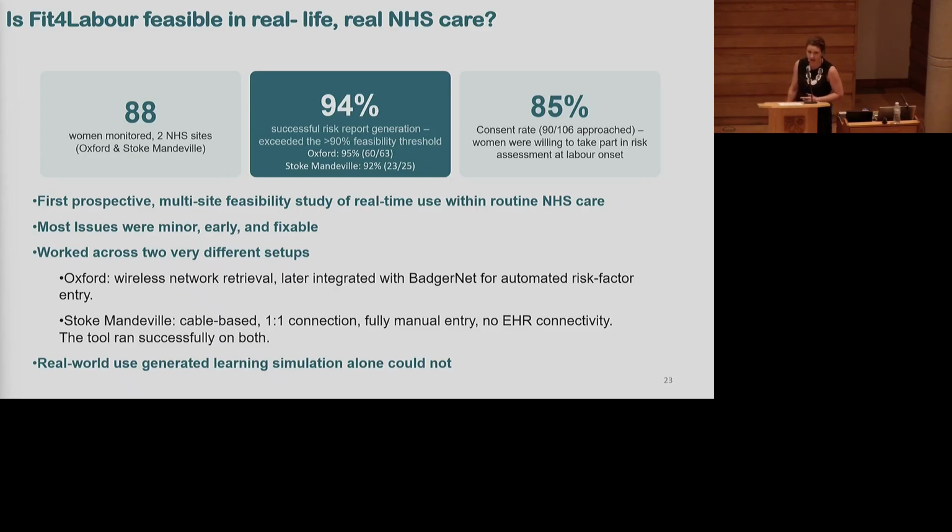And our primary outcome here was to see if we can actually get a risk report. And 94% of our patients were able to get a risk report. And the reason why not 100% was because this was the first time we were using the Fit4Labour, and we had some technical problems just with the IT part, not per se from the Fit4Labour. And we learned a lot from this. These hospitals were quite different in terms of IT structures, and we were still able to run the Fit4Labour.